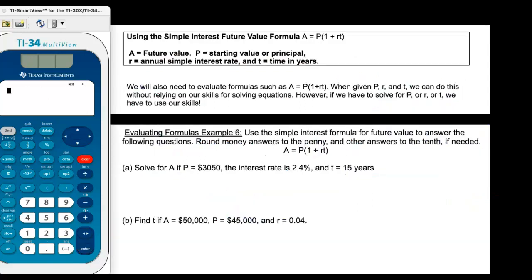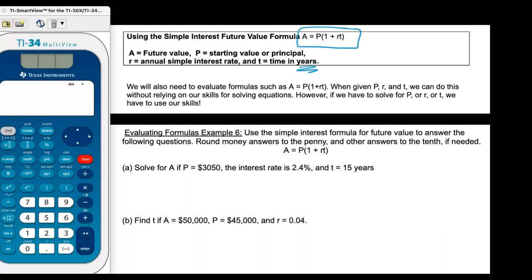In this last example, we're going to look at a different type of simple interest formula. It's the future value formula, and it's this formula right here. So A stands for future value, and then P is still principal, rate is R, T is time in years. It's similar to the last one we were using, but this is helpful when you either know the future value or you want to know the future value, which is the money that you earn in the end after investing. So let's jump into A.